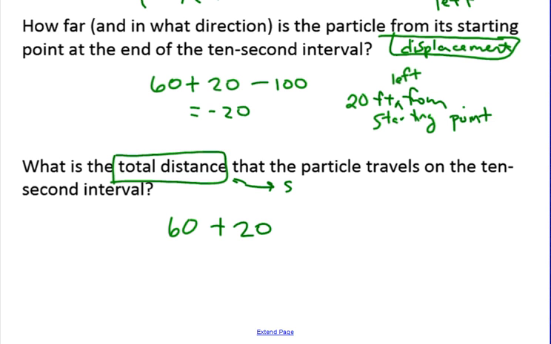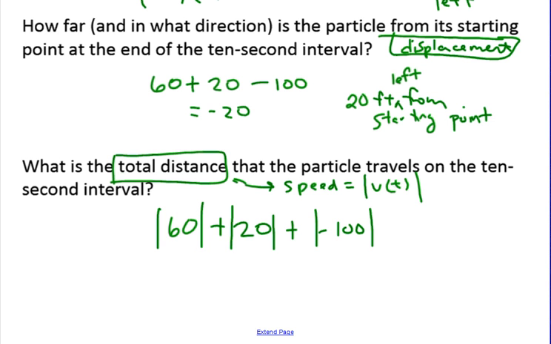So remember, speed is the absolute value of velocity. If I'm looking at the total distance, then I need to take the absolute value of each of these distances. So that would end up being 60 plus 20 plus 100, which is a total distance traveled of 180 feet. Make sure you understand the difference between how far a particle is from the starting point, its displacement, and its total distance.